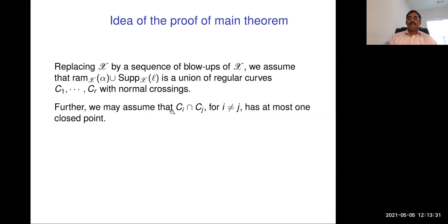Now further, we may assume that C_i intersection C_j for i not equal to j has at most one closed point. Again, if they meet at 2 points, you blow up 1 point, and then you get an exceptional curve. So we get one more curve, and they meet at most at 1 point.